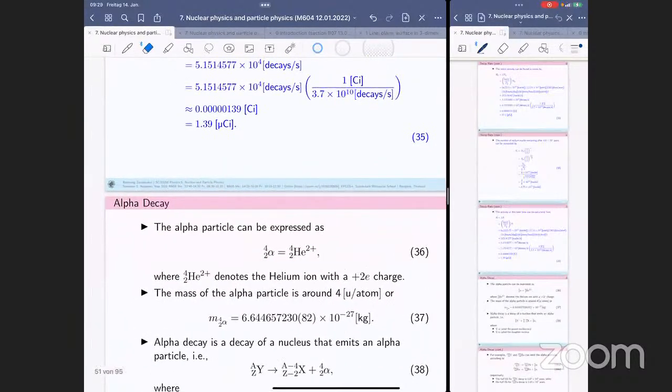Of course, we start from helium, right, which is the next atom after hydrogen. You have proton, you have neutron, you have neutron, you have proton. That's the nucleus.